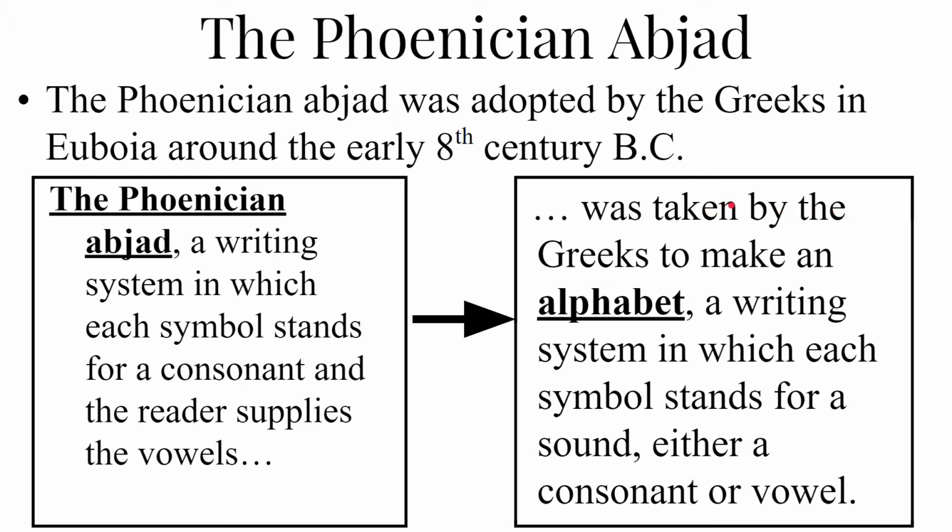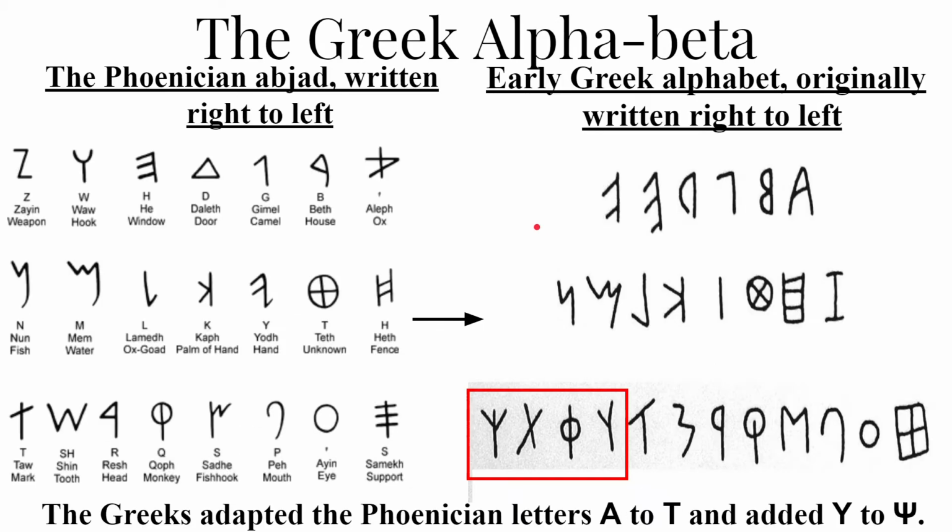This was taken by the Greeks. The earliest indication seems to be in Euboea, the good cow place, the good cow country. It's that island off of Attica and Boeotia. So the Greeks take this abjad, where we represent consonants, not so much vowels, and turn it into an alphabet, an alpha, beta. It's a writing system where each symbol stands for a sound, and that sound can either be a consonant or a vowel. So we have the abjad over here.